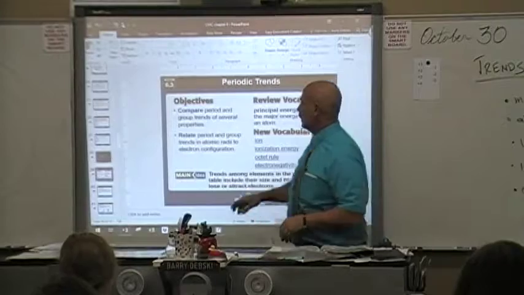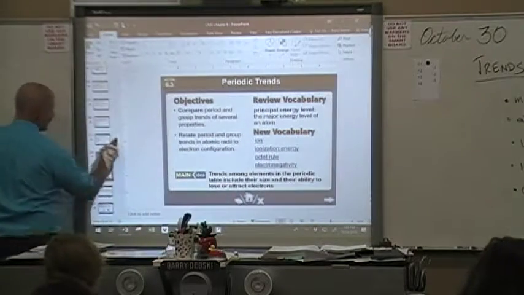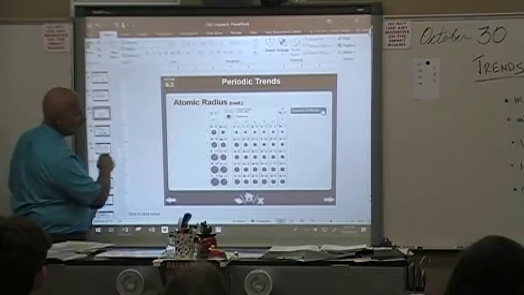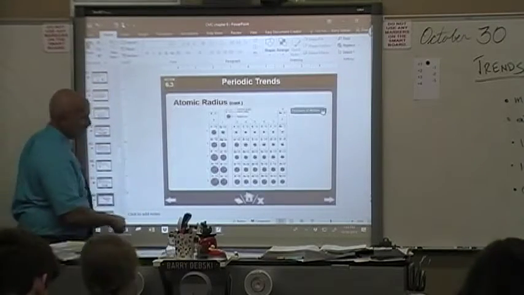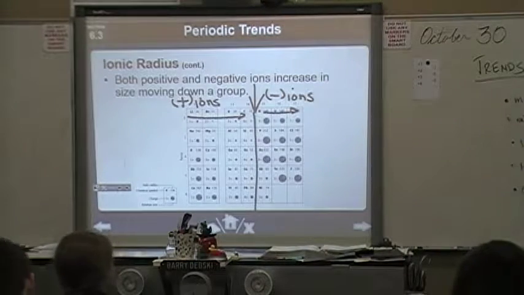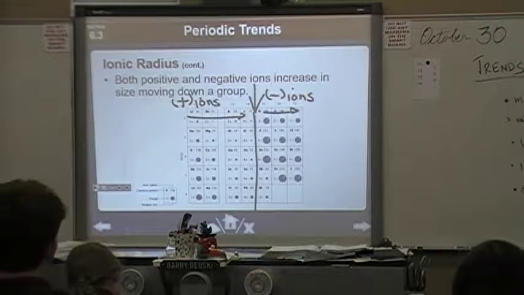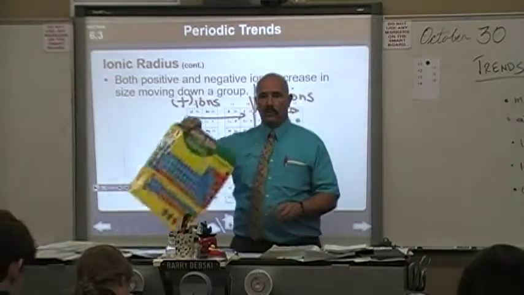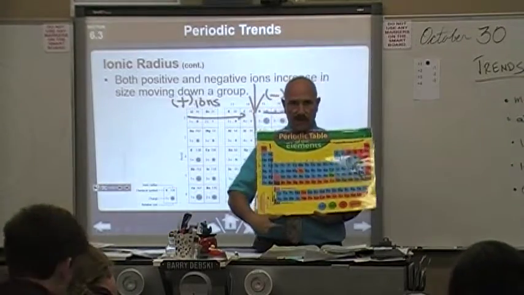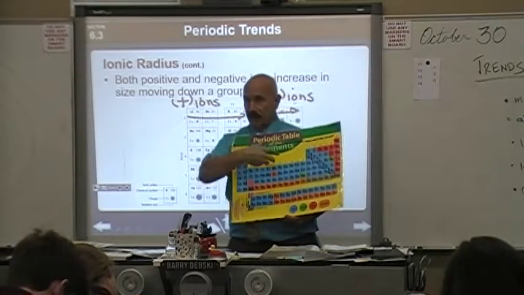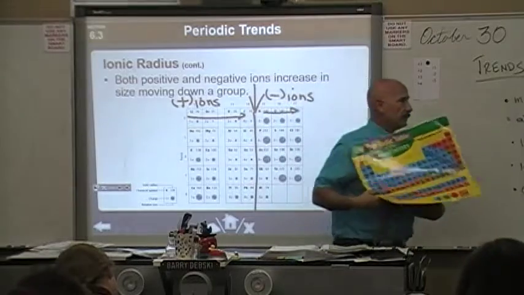Okay, notebooks out. Here's where we left off yesterday. We've talked about the atomic radius. They get smaller as we go across the rows, and they get bigger as we go down the groups. Bigger because of energy levels, smaller because of attraction between the nucleus and the outer energy level.